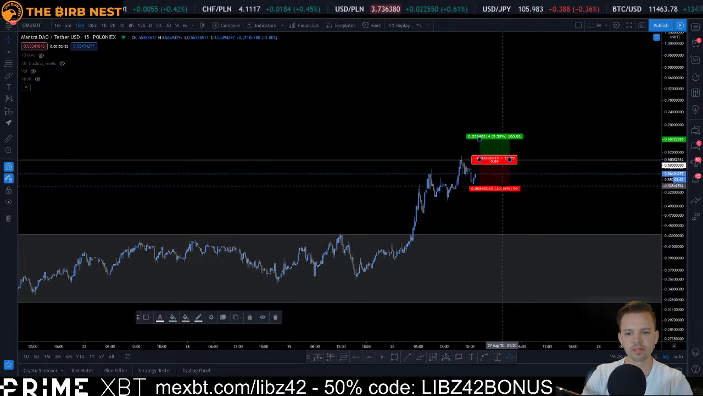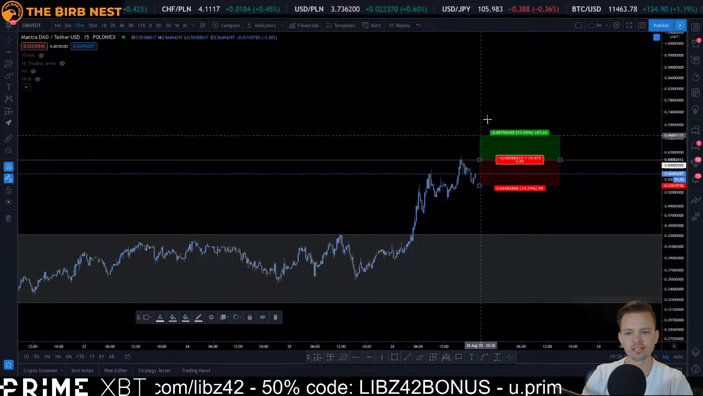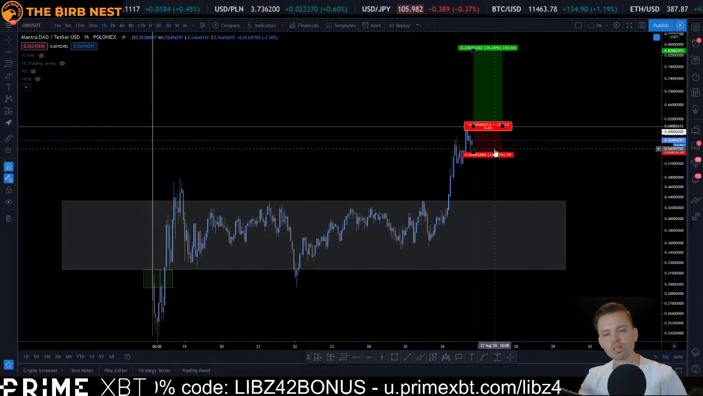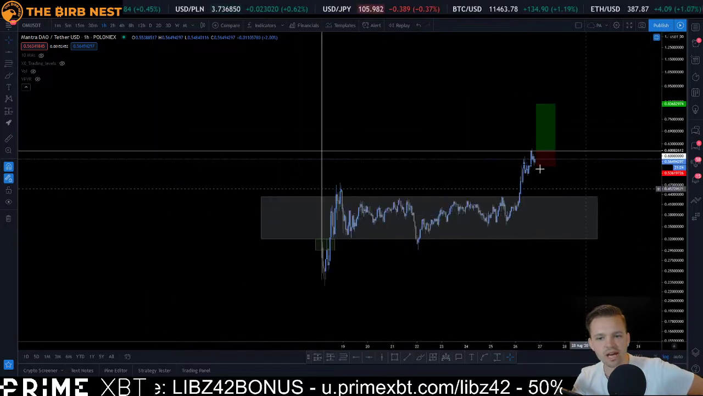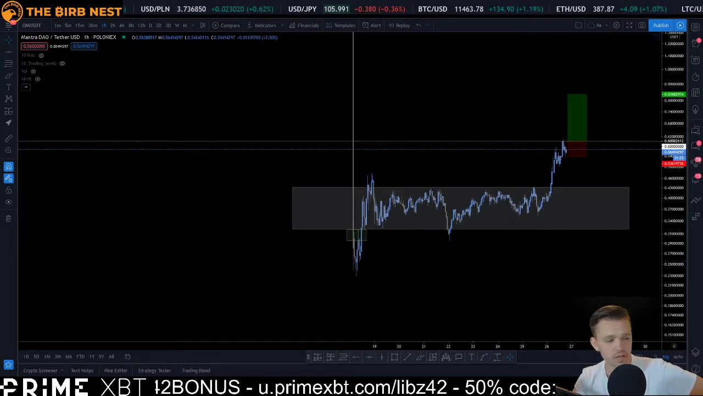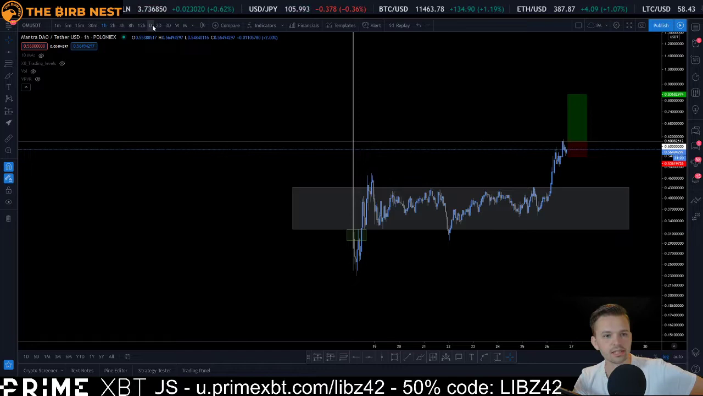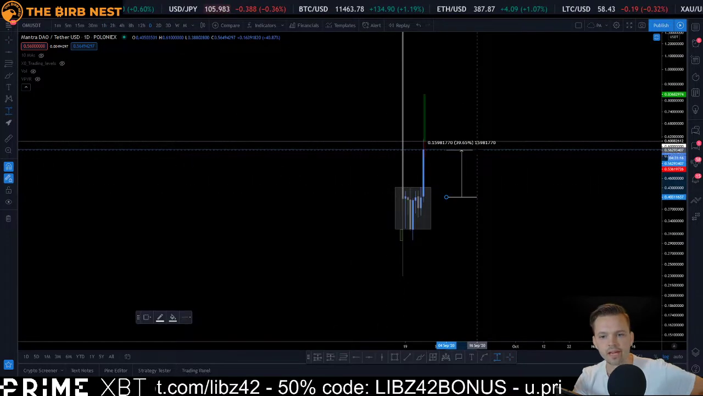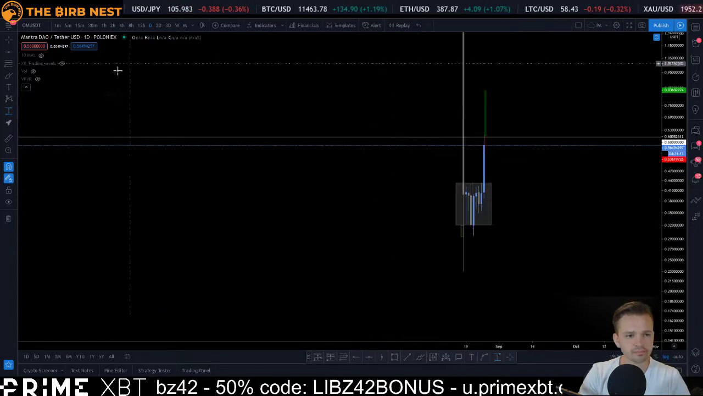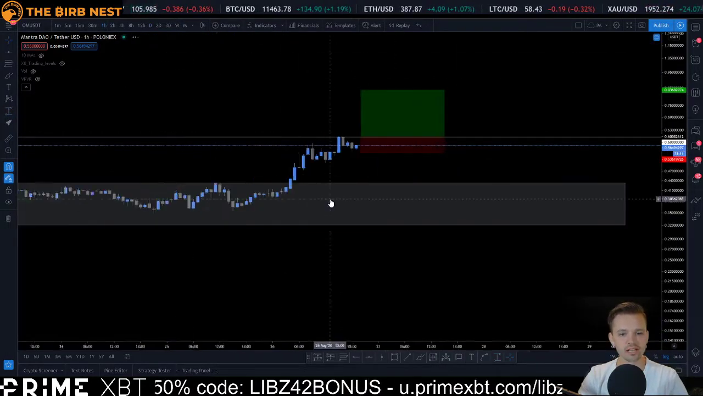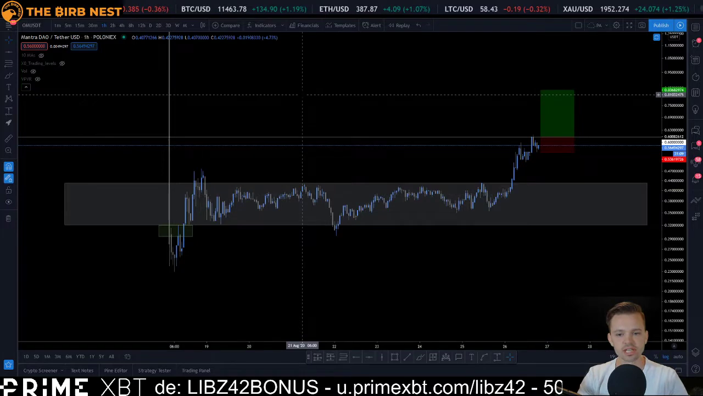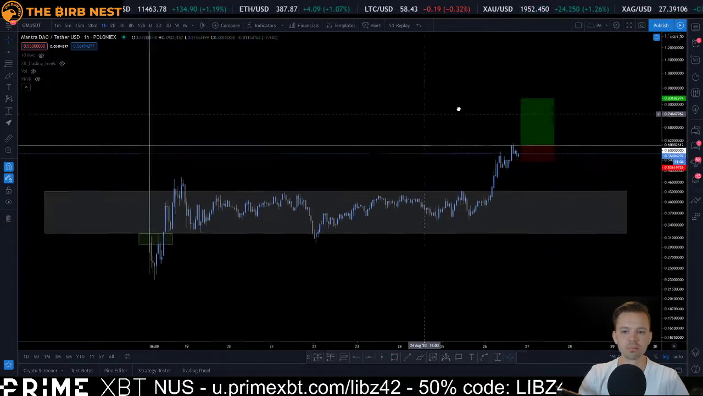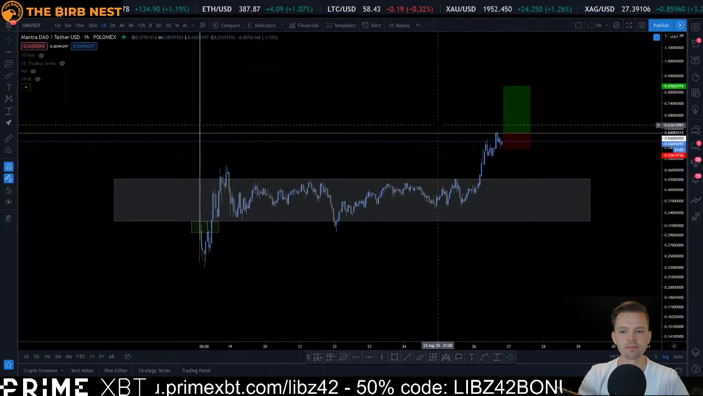I think this is a decent idea in case this runs way higher, right? So I do have a bag of Ohm. I bought it, I don't know where, somewhere down here. It's a small bag. I'm gonna sell 50% on a 2x and just let the rest run. But really, this is what you should be looking for if you're not in this already.